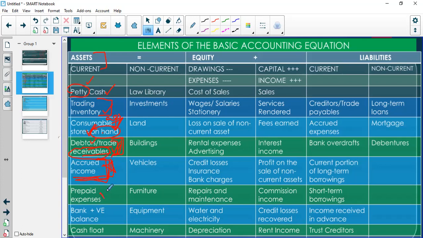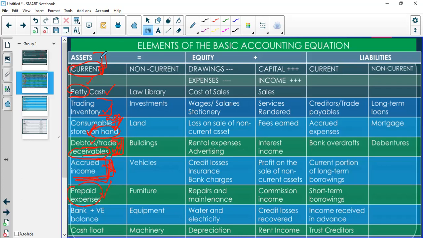Then prepaid expenses is also a current asset. So we pay in advance. Let's say it's our rent. Our year ends in December, and then we pay rent for January, February, March in advance. We haven't used the facilities yet, but we're paying in advance. So the portion paid in advance is called prepaid expenses. It's going to be an asset.